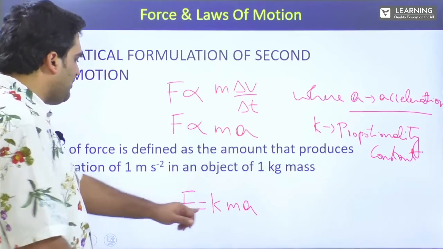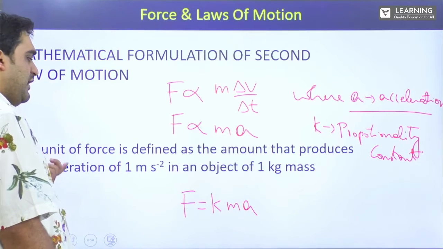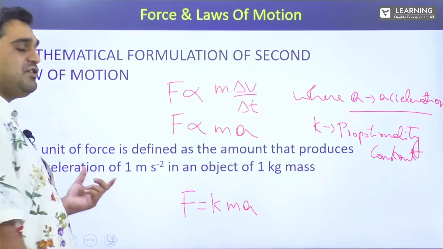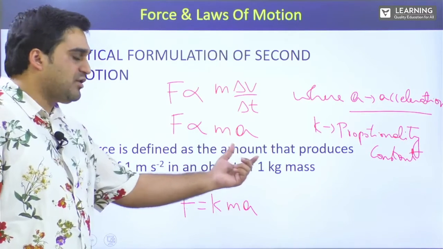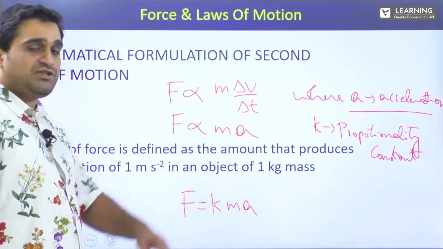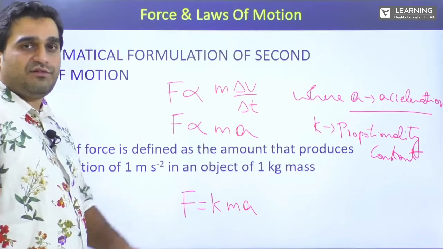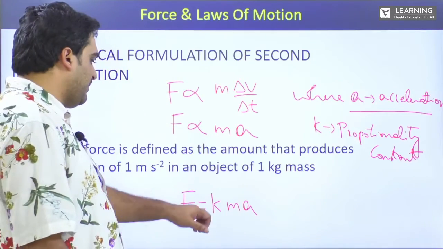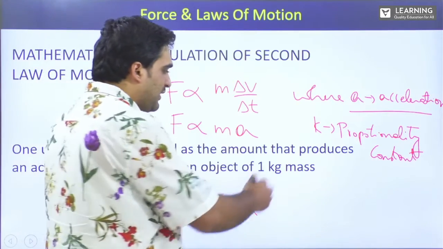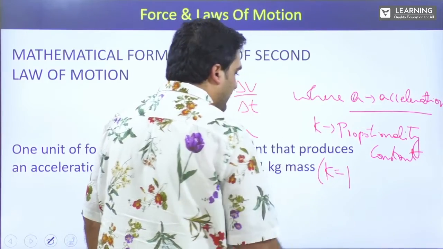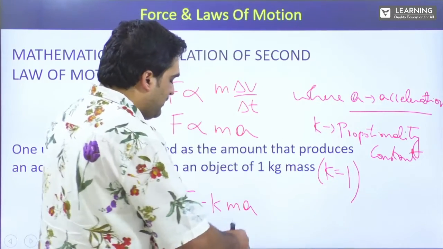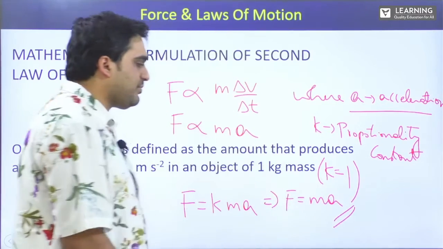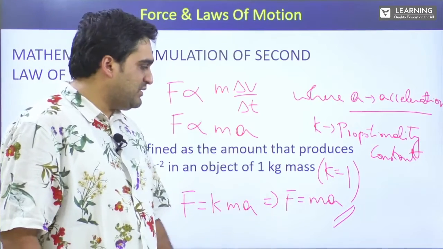Right. So how much is the value of K? If 1 unit of force is defined as the amount that produces an acceleration of 1 meter per second squared in an object of 1 kg of mass. So if you have 1 kg of mass and you apply 1 Newton of force, then you have an acceleration of 1 meter per second squared that is observed. So what happens to the value of K? K in this case becomes 1. Since the K value is 1, your final expression becomes F equals m times a. Not bad. This is pretty easy.